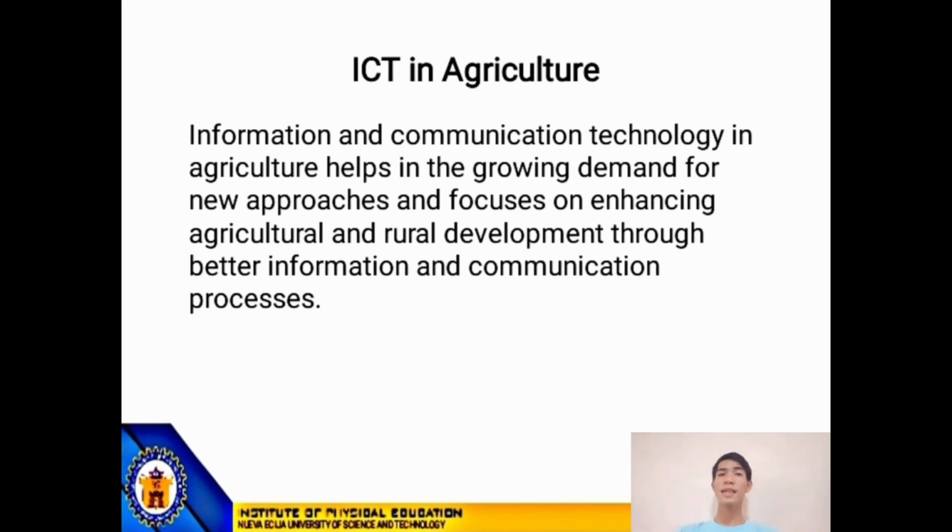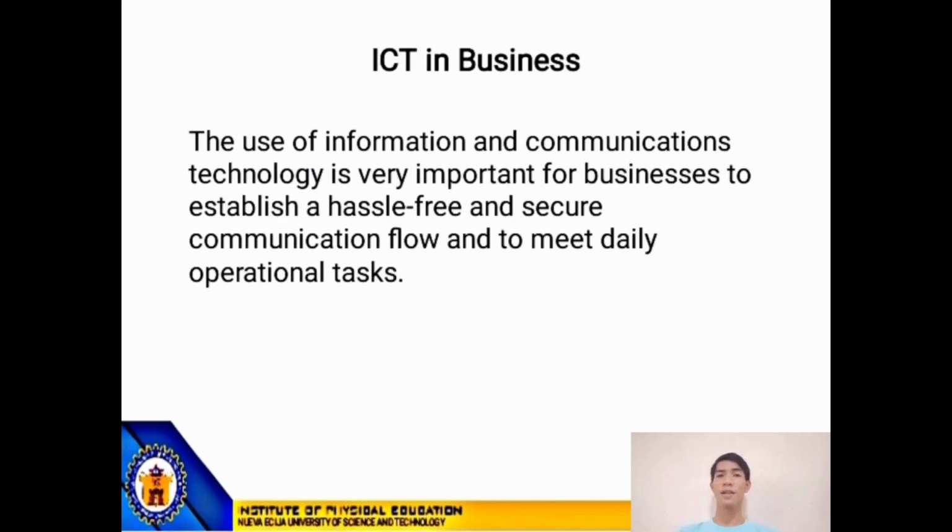So next, let's proceed to the ICT in business. So the use of information and communication technologies is very important for business to establish a hassle-free and secure communication flow and to meet daily operational tasks. So through ICT in business, it helps companies to analyze, store, process, and share vast amounts of data and make better use of products and resources. And also, it helps to improve profitability, reduce cost compared to manual tasks, and minimize lead times.